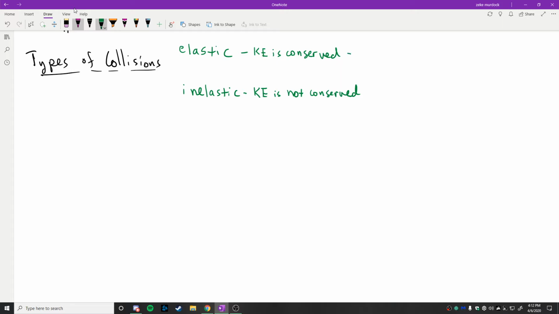Elastic collisions can really only occur if the force that's involved in the collision is a conservative force, meaning it needs to be something like a spring, or a force like electricity or magnetism that can allow it to not convert the energy over. Okay, so examples of this are collisions in which the objects basically don't touch each other.